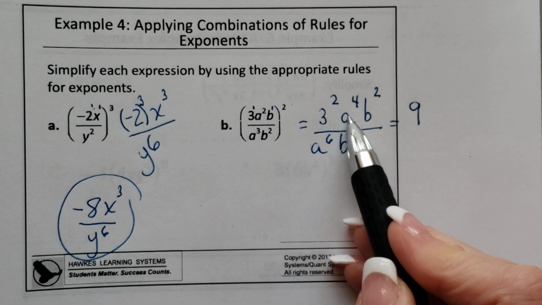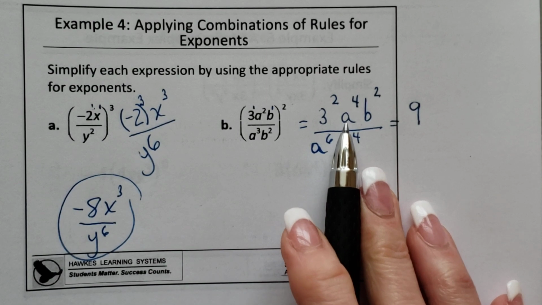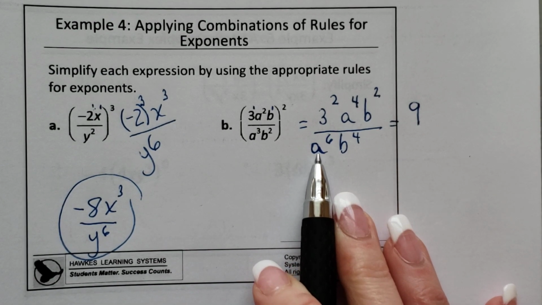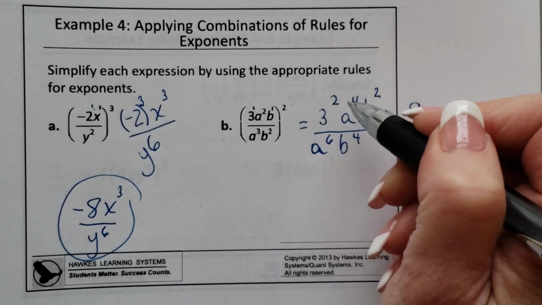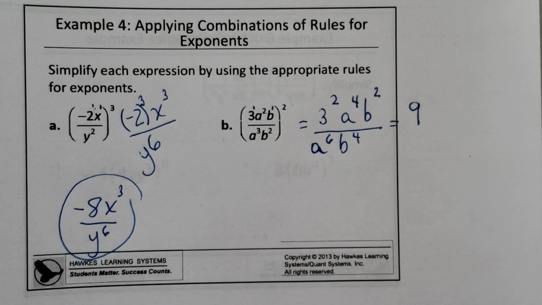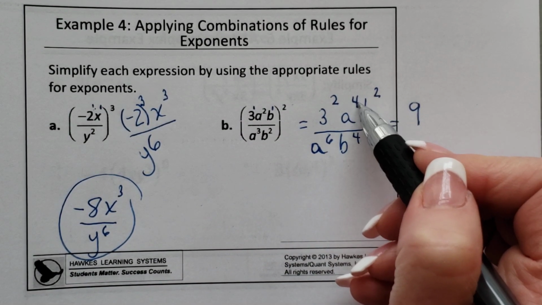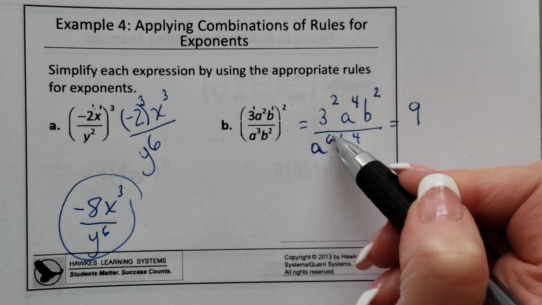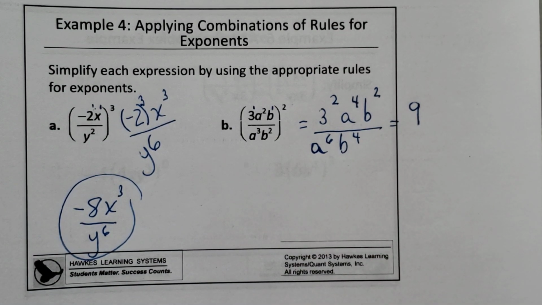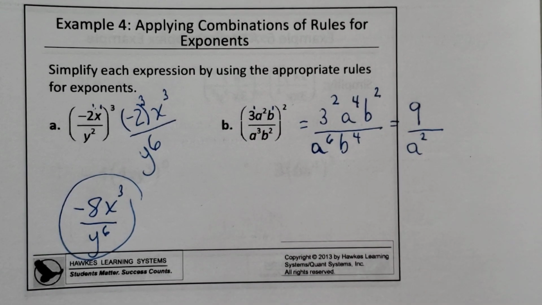Now our A's, we have 1 on the top and 1 on the bottom. So if we wrote out 4 A's on the top and 6 on the bottom, we could cancel out 4 pairs of A's. And wouldn't we have 2 A's left on the bottom? The quotient rule says we subtract those exponents. So the difference in 4 and 6 is 2. Since we have more A's on the bottom, those 2 A's would be left in the bottom.